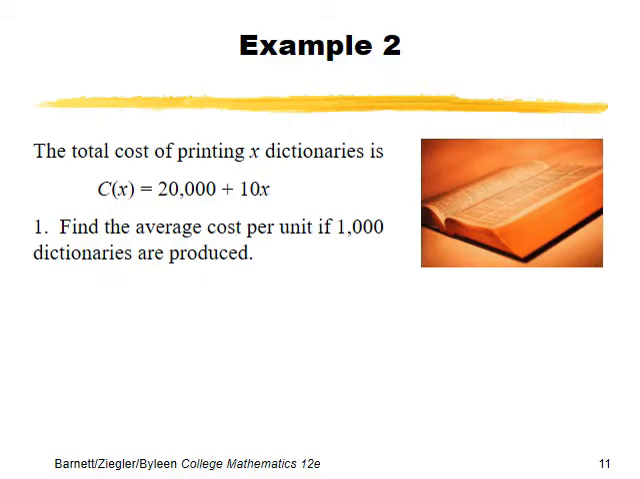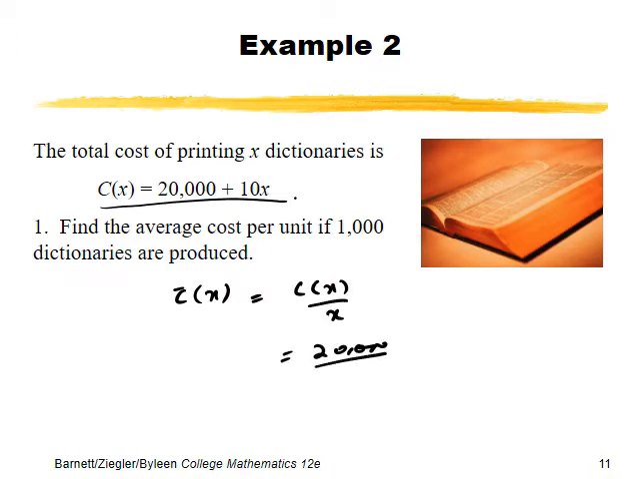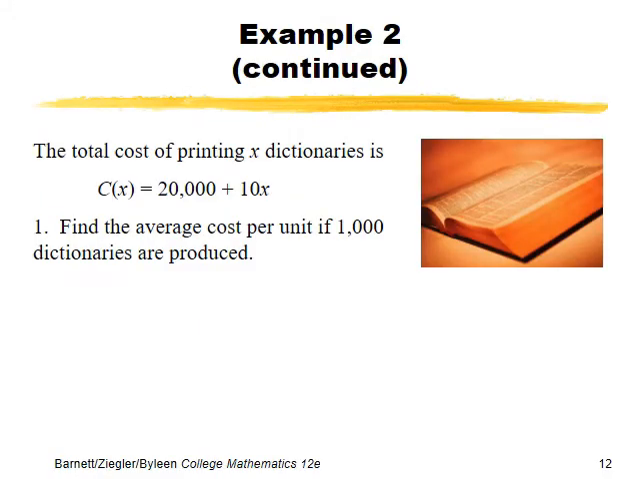The total cost of printing x dictionaries is c of x. Find the average cost. To get the average cost, we simply divide c of x by x, so it will become 20,000 over x plus this. Find the average cost per unit if 1000 dictionaries are produced. You can simply substitute 1000 and you can get the result, which is 30.